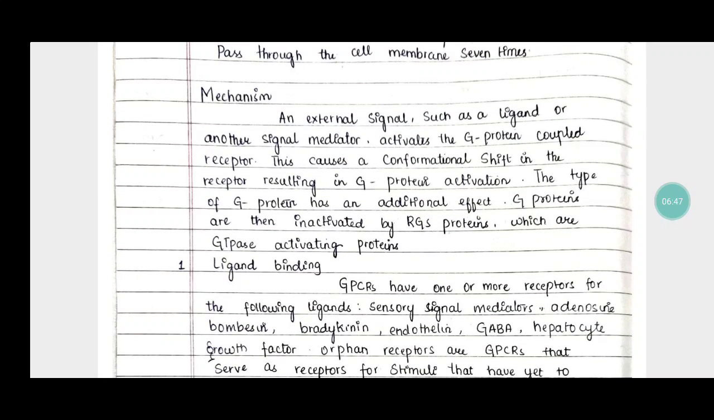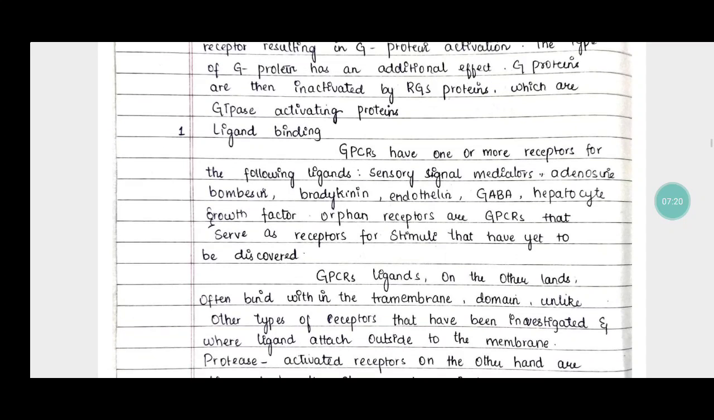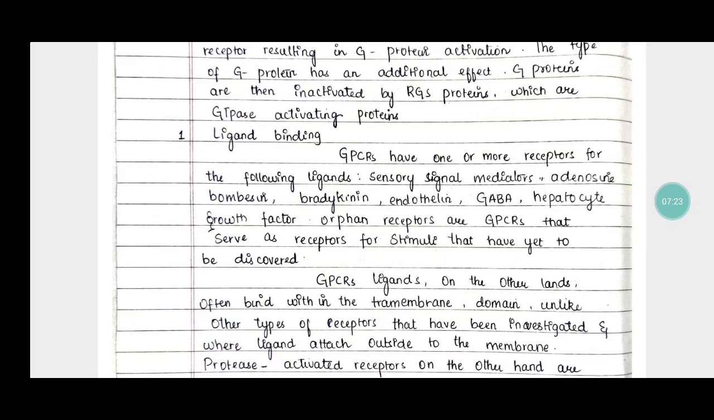So the mechanism: an external signal such as a ligand or another signal mediator activates the G protein coupled receptor. This causes a conformational shift in the receptor, resulting in G protein activation. The type of G protein has an additional effect, and they are inactivated by RGS proteins, which are GTPase activating proteins. In that, number 1, ligand binding.